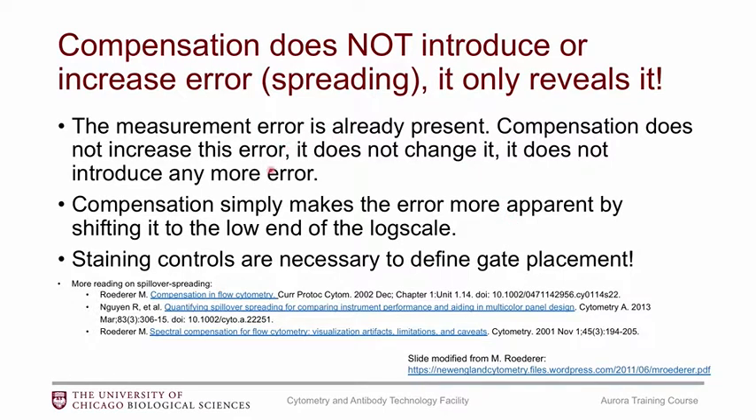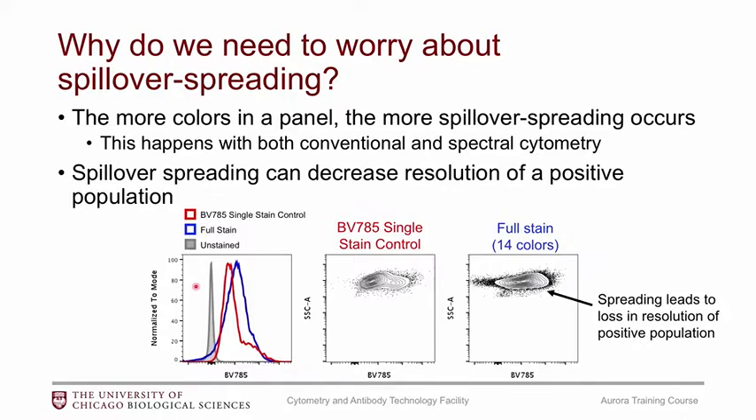So this is one reason for needing staining controls: it helps you decide where to place the gates, especially when they're spreading error. But if you do want to do some more reading, there are some links down here. And the main reason why we need to worry about spillover spreading has to do with resolution of your population.